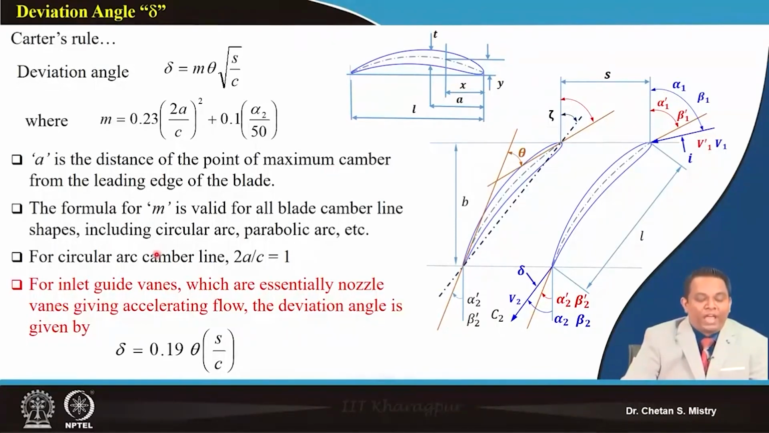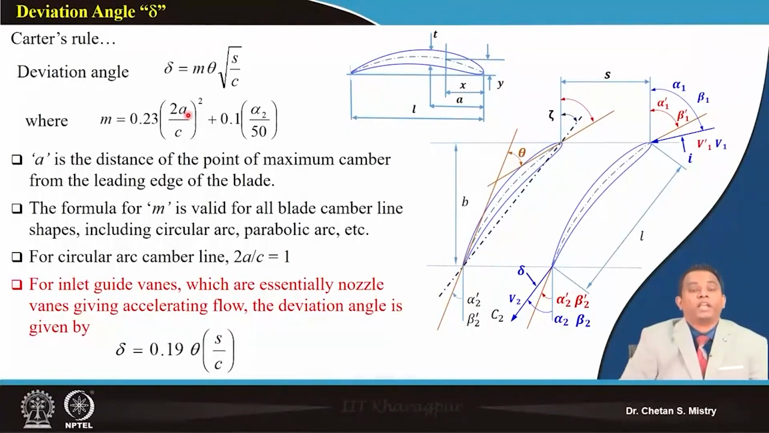For a circular arc camber line, 2a by c is equal to 1, and we know deviation angle is an inherent property of our aerofoil. The same logic is applicable for our inlet guide vane also. For inlet guide vanes, the deviation angle is given by 0.19 theta s by c. So this gives us an idea about how our deviation angle changes.